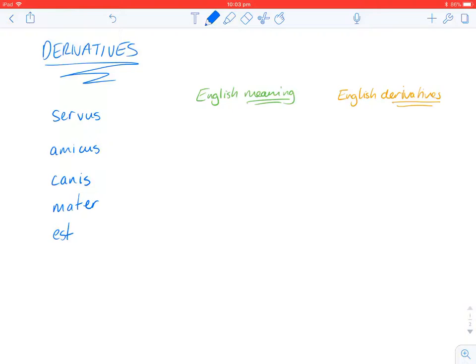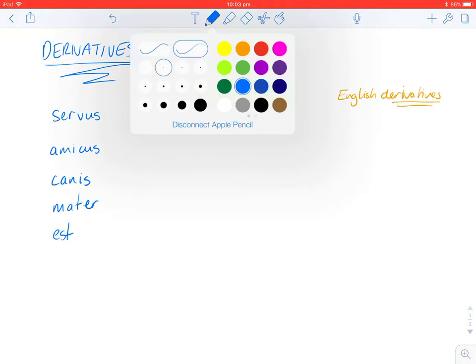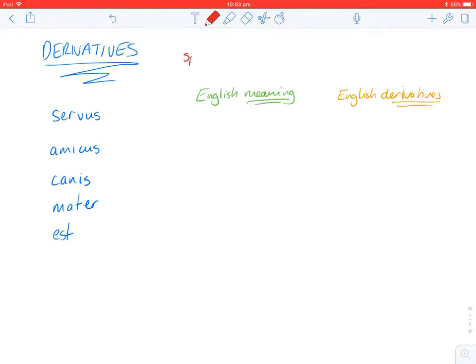A derivative is a word that comes into English and that it has the same spelling or similar spelling as the Latin word and has a similar meaning, but it doesn't necessarily mean exactly what the Latin word means in English. So what do I mean by that? Let's have a look at some examples.